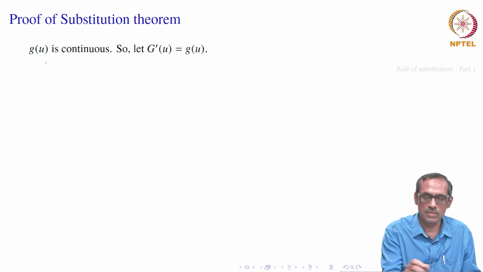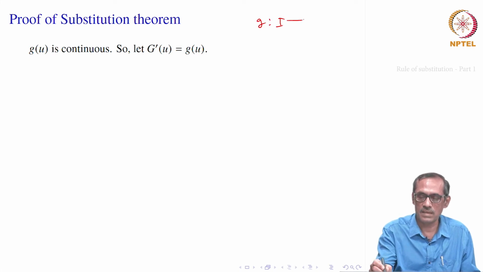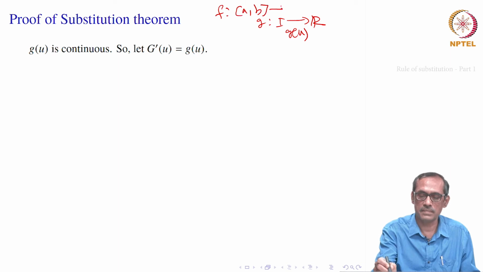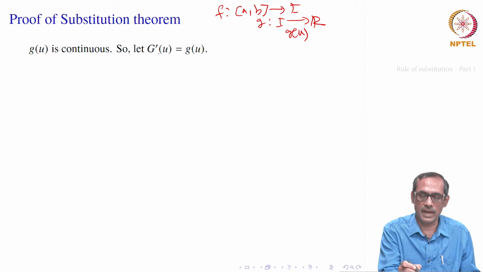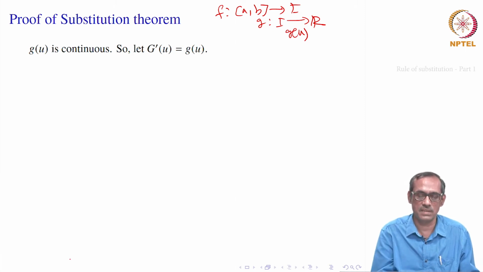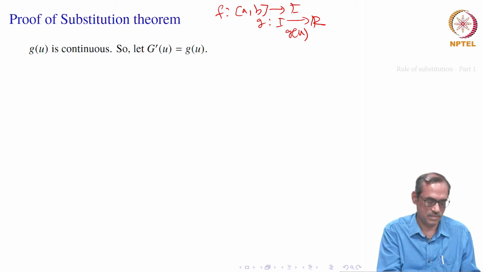We have g of u. So, remember g is from I to R, we are writing g of u, u belongs to I, and we have f from a b to I, that is how it is. So, now g of u is also continuous. So, let us write, g of u can be integrated, right? It is continuous on a closed bounded interval. So, its antiderivative, or primitive, exists, so call it capital G. So, that means capital G prime of u equals small g of u.